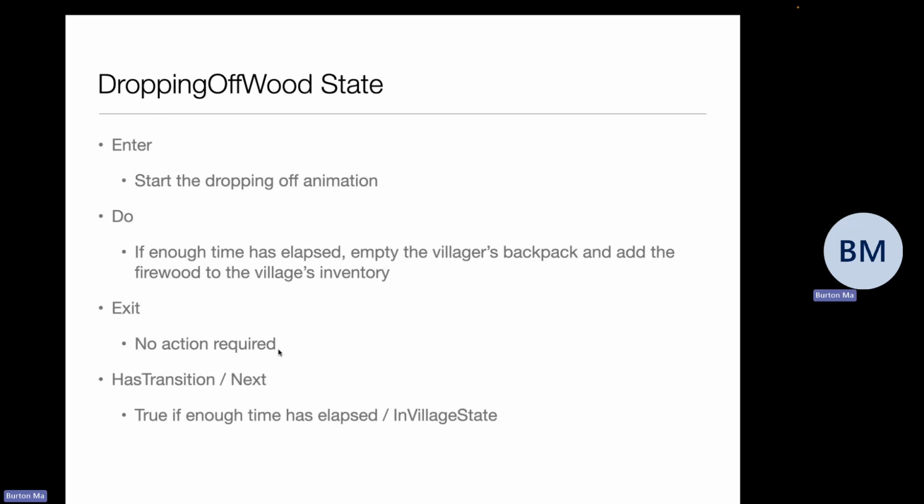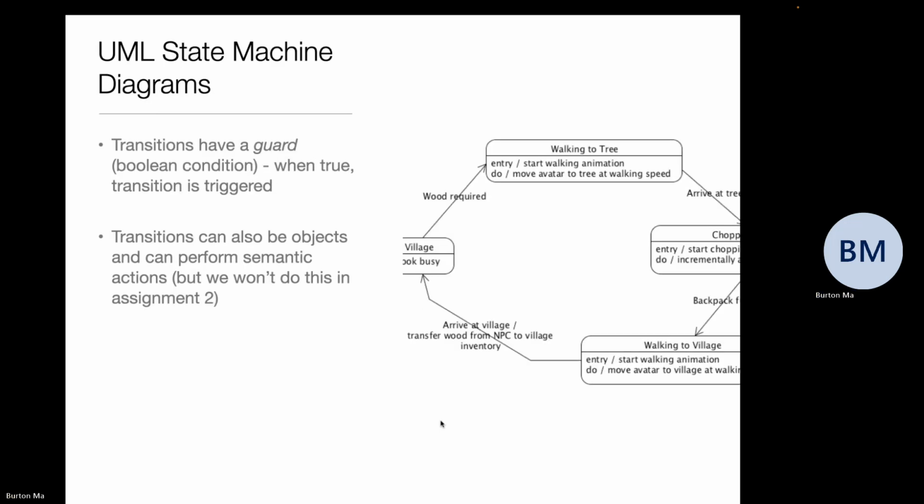On exit, you don't have to do anything. On transition, you're going to go back to the village. So now the villager is back in the village, hanging around, waiting for the need for more firewood to occur. And so there is an example of setting up a state machine for a relatively simple problem.